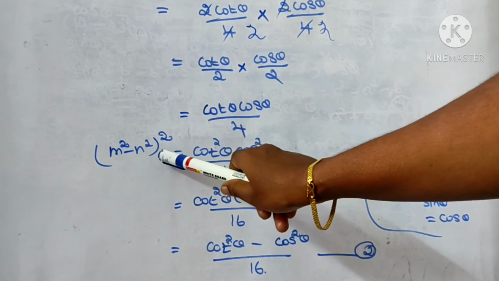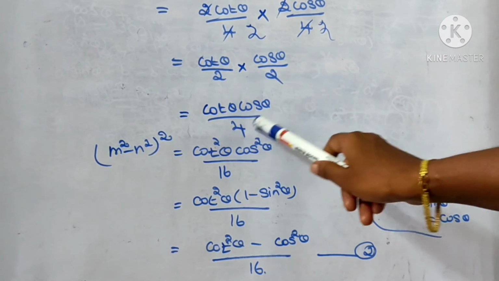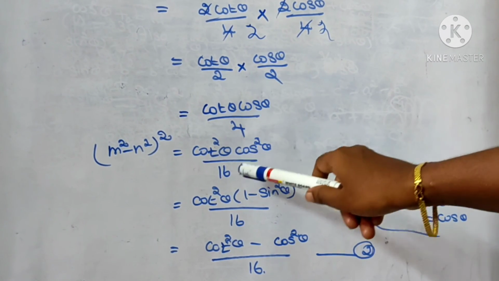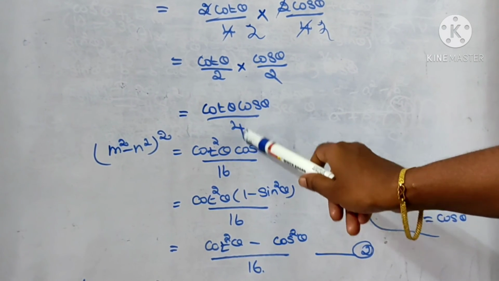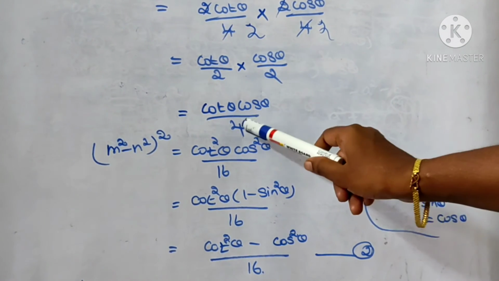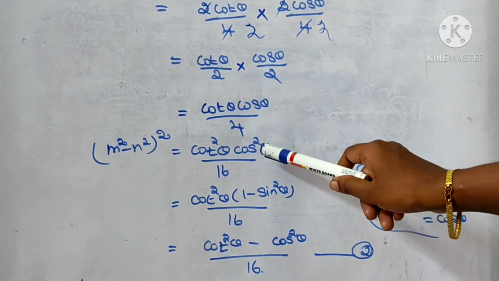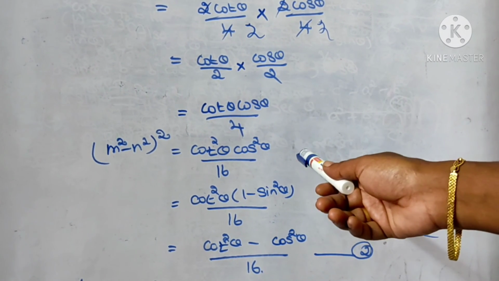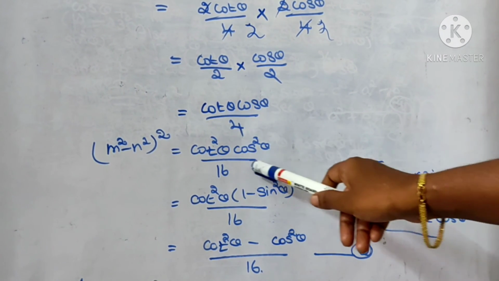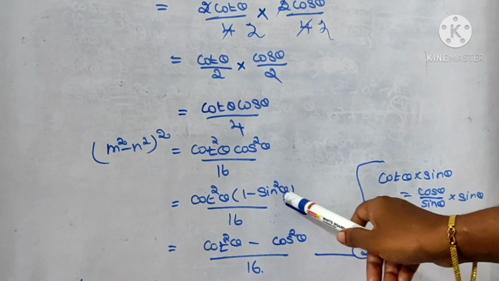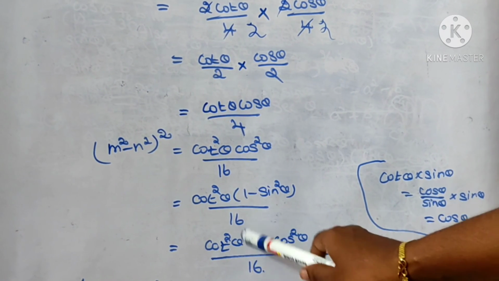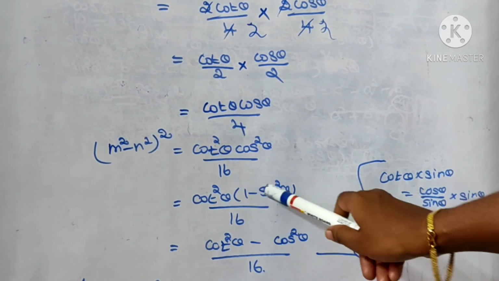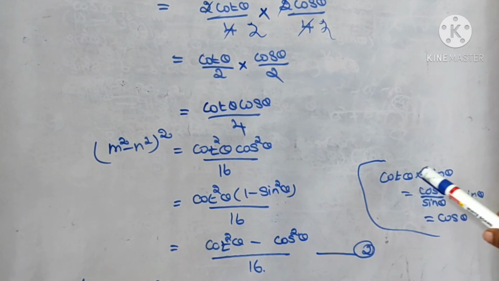Now find m square minus n square the whole square. So take the square on all the terms: cot square theta into cos square theta, and the denominator also squared, we get 16. Now, with a small adjustment, we find the RHS value. So we change this cos square theta using the identity 1 minus sin square theta. Now take cot square theta inside. So we get cot square theta minus cot square theta into sin square theta.